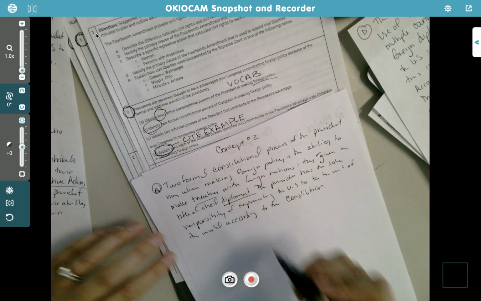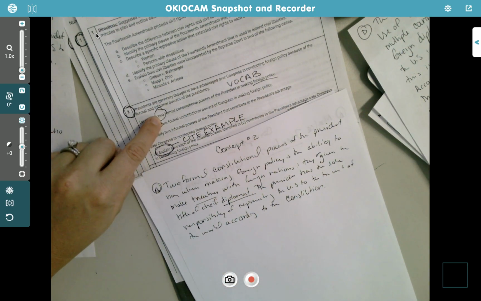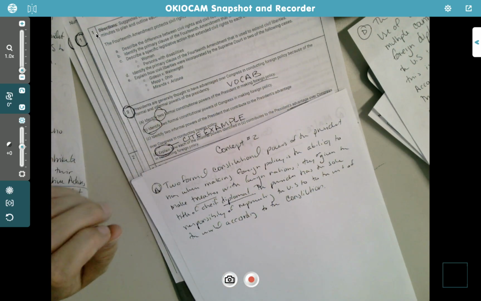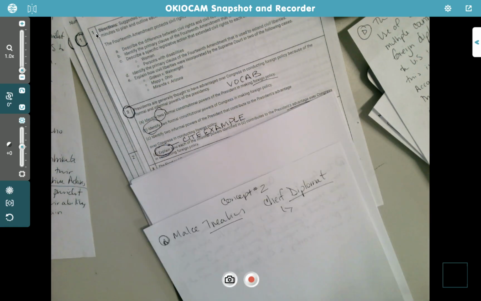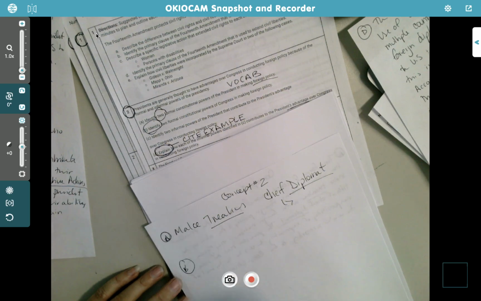When they ask for two things, they're saying two vocab terms, something you've specifically learned in my class. You can't just talk about something, you have to actually say something. All right, here we go. Flip it over. B. Identify two formal constitutional powers of Congress in making foreign policy.